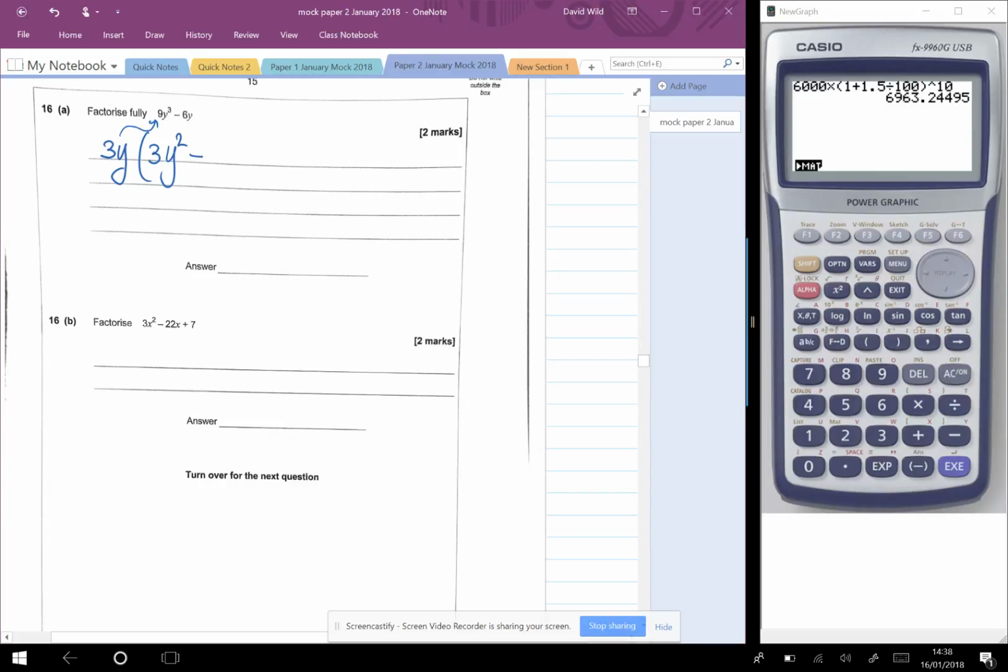And then I subtract, and then now I've got 2 here. Because 3y times minus 2 is minus 6y.